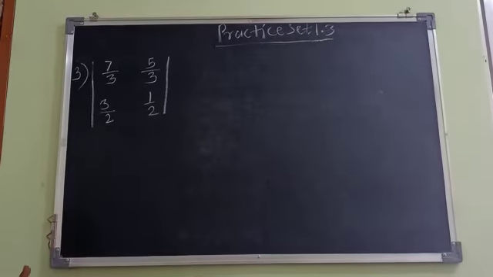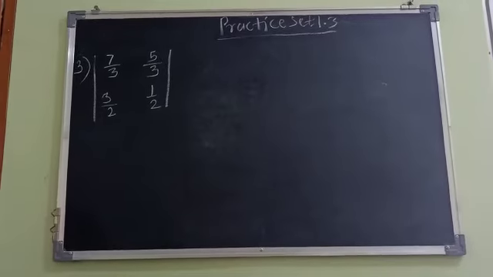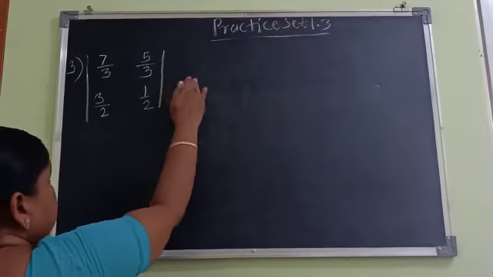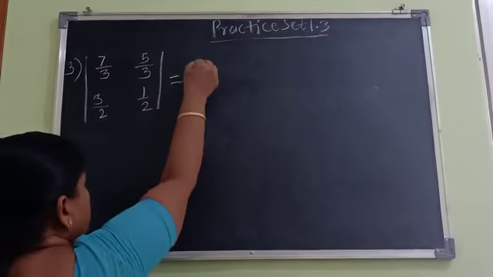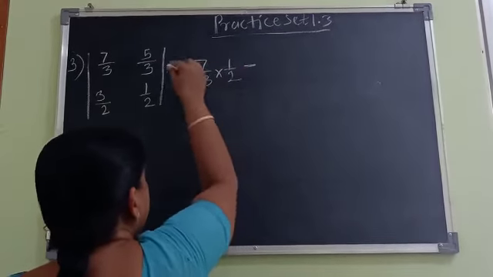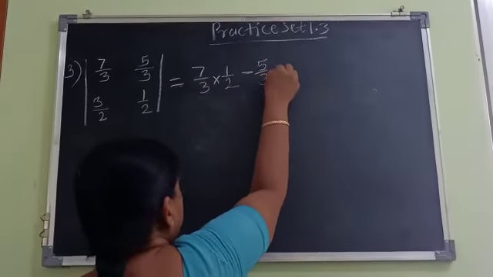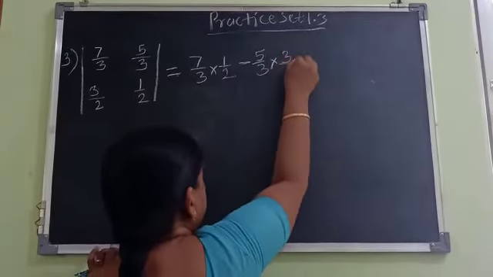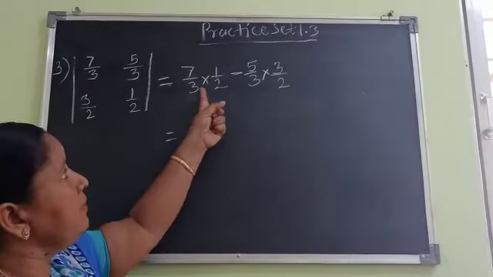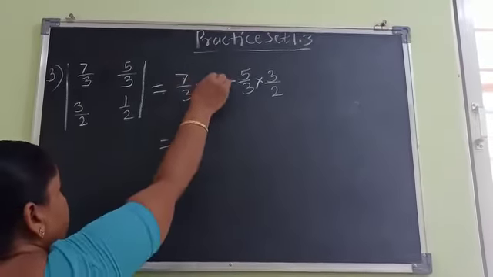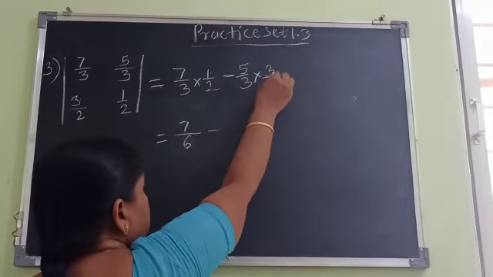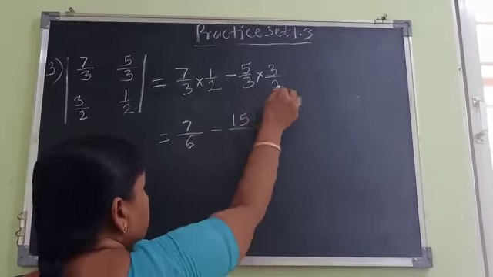So first of all, when we see an example of a fraction, we always think that it is a very tough one, but this is not the case. Here the same procedure we have to follow, that is cross multiply: 7 upon 3 into 1 upon 2 minus 5 upon 3 into 3 upon 2, which is equal to the multiplication of the numerators divided by the multiplication of the denominators, that is 7 into 1, 7, 3 2s are 6, minus 5 3s are 15, 3 2s are 6.